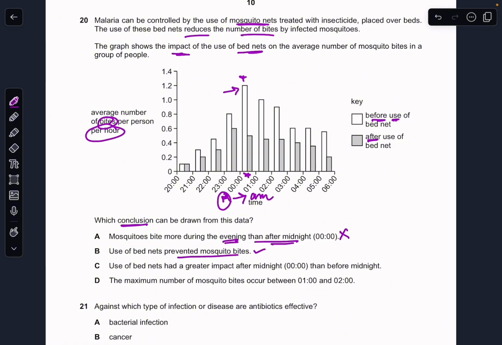Use of bed nets had a greater impact after midnight than before midnight. Now, since before midnight, fewer mosquitoes were biting, and after midnight, more mosquitoes were biting. So, yes, after midnight, the bed nets had a greater impact. So, the answer is correct. The maximum number of mosquito bites occur between 1 to 2 a.m.? No, not between 1 to 2 a.m., but between 11 p.m. to 12 a.m. and after midnight. So, the correct answer is going to be C.